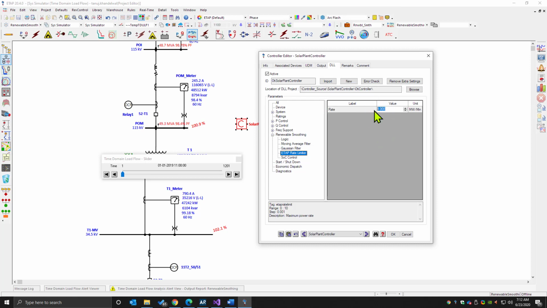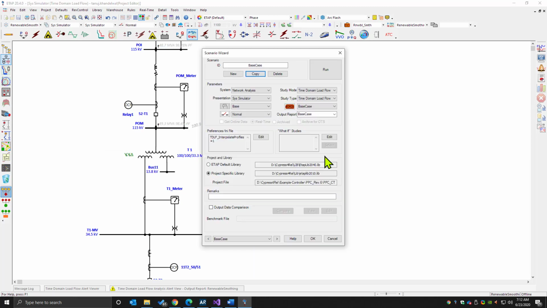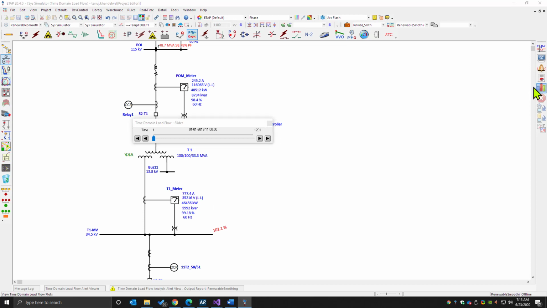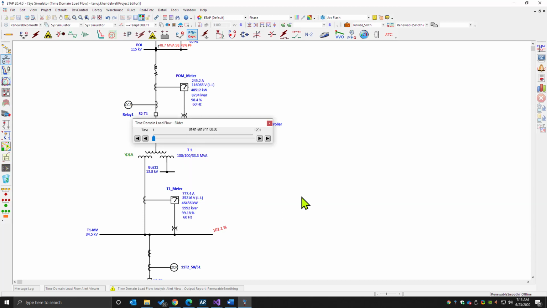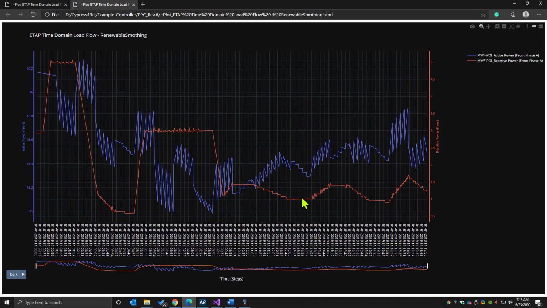So here we're going to go ahead and change this to about 0.5 megawatt per minute and essentially rerun our simulation again. So once our simulation is completed, we can go ahead and bring up our tie line cable again and plot our real and reactive power, and let's see whether the energy storage device was able to smoothen out our fluctuations.